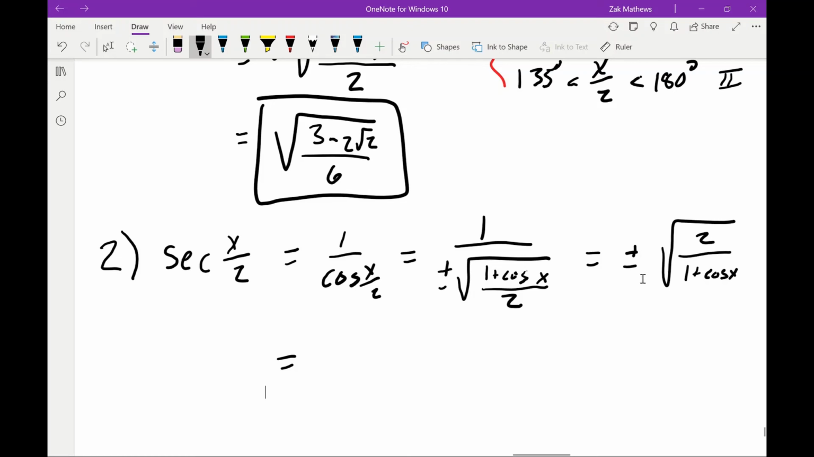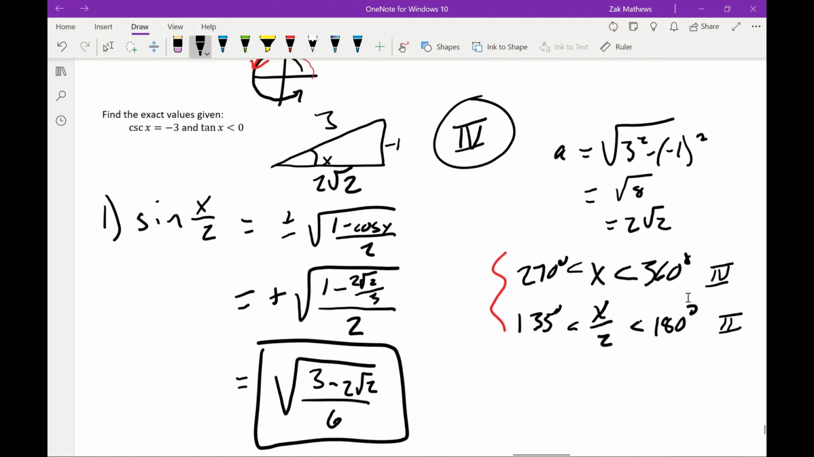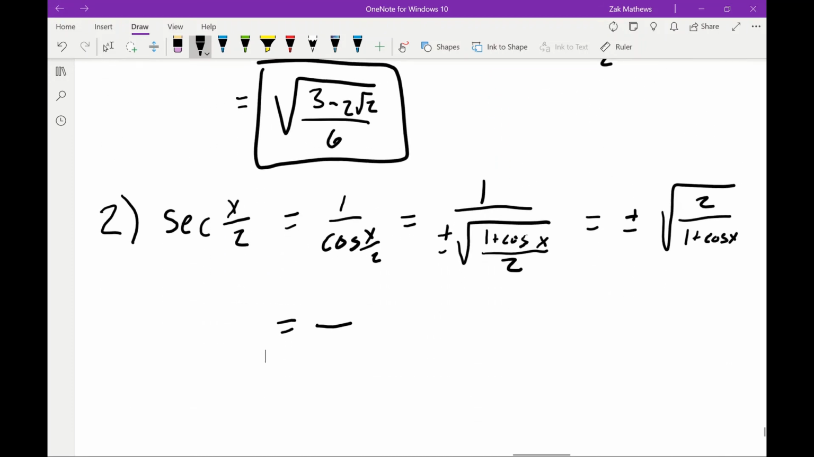So I have that choice of plus or minus. Well, secant, cosine, right? Secant and cosine, we need to think about that half angle. We said that the half angle is in the second quadrant. Secant, cosine are negative in the second quadrant. So we're going to have a negative square root this time. We're going to have 2 over 1 plus, now we hit cosine x.